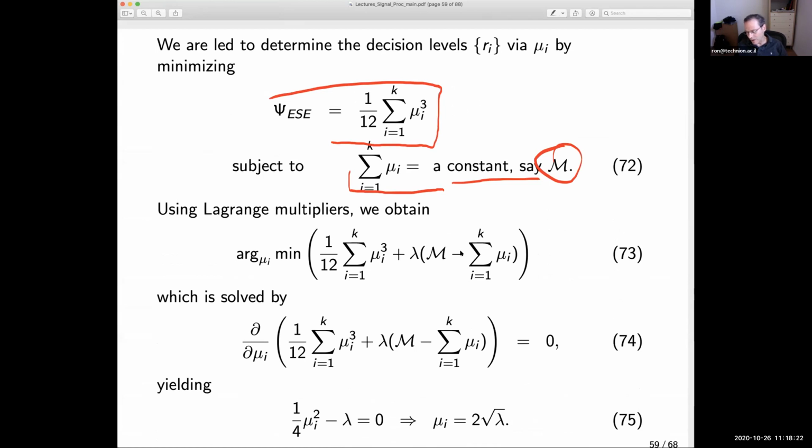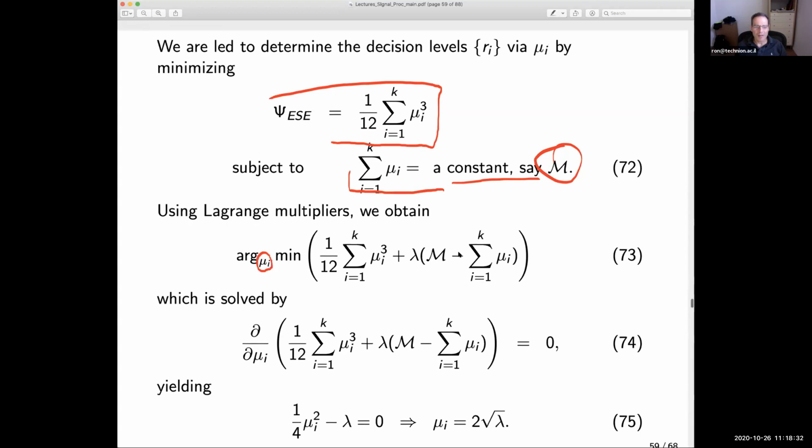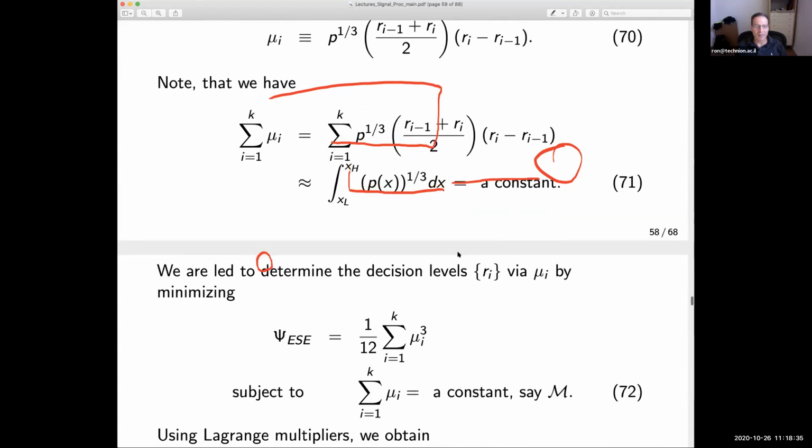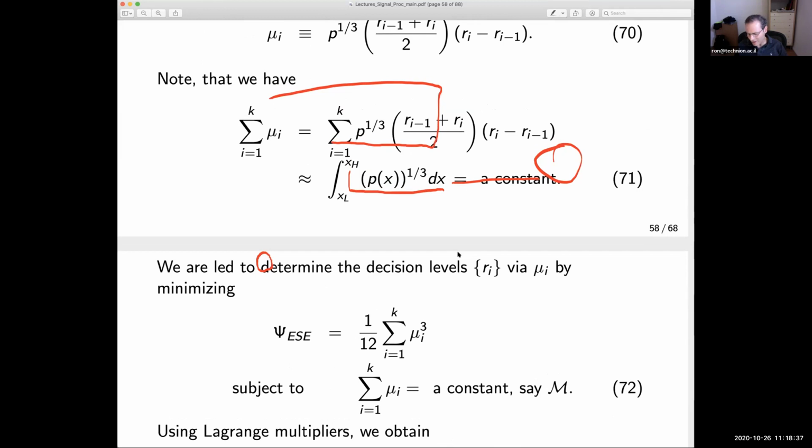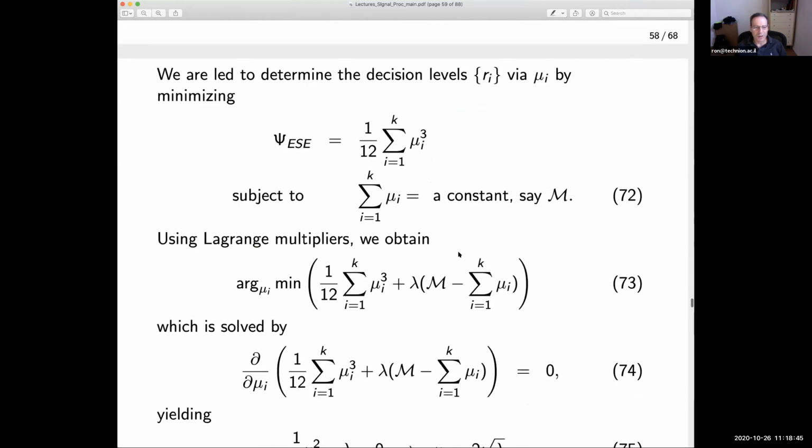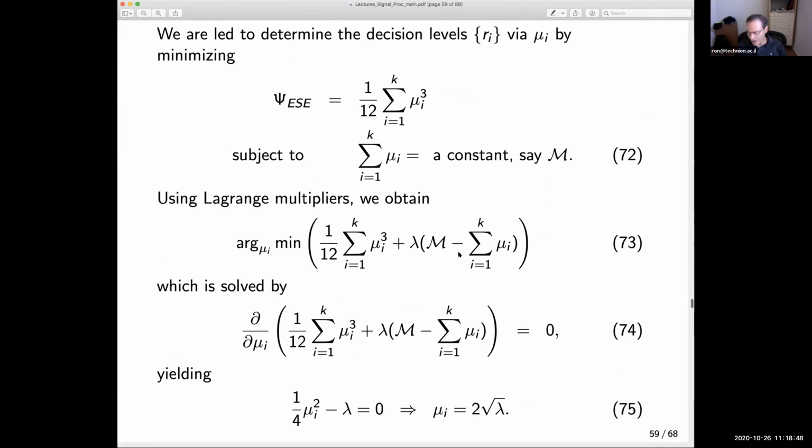Now, what would I do? What I should do is optimize. So I'm optimizing over my mu_i's. So assume that somebody is allowing me to somehow pick my mu_i. And remember what these mu_i's have been. So if the p_i is given, I can immediately define the r_i's. So let's optimize for the mu_i's such that the sum over mu_i's is equal to M.